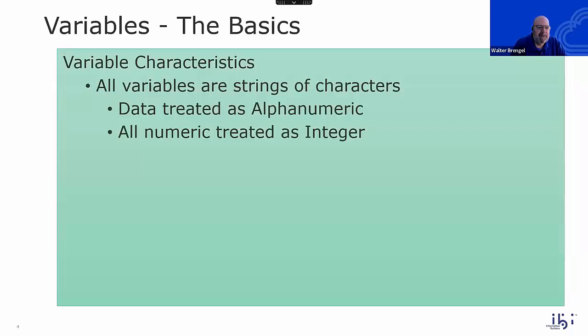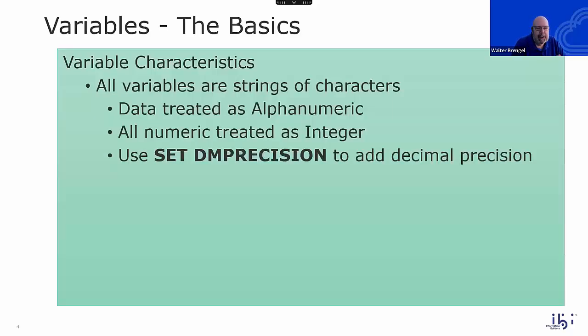If you use an ampersand variable in an expression and it has a numeric value, it will be treated as an integer. Now we do have a setting, SET DMPRECISION, which you can turn on, which is defaulted to off, but you can set it to say, if I want my Dialogue Manager variables to go to 2 decimal places, you can then set DMPRECISION equals 2.